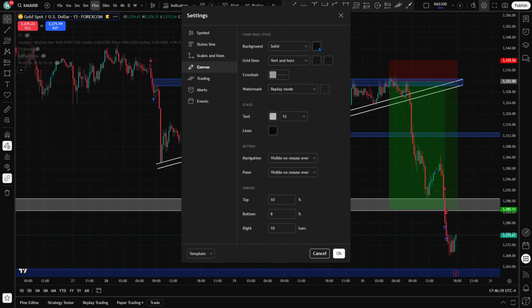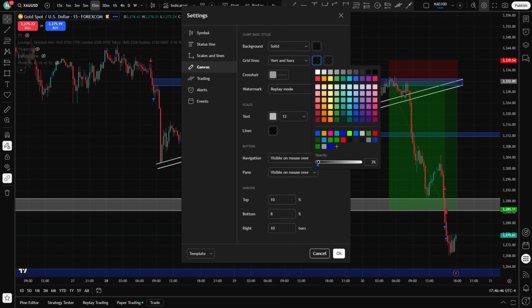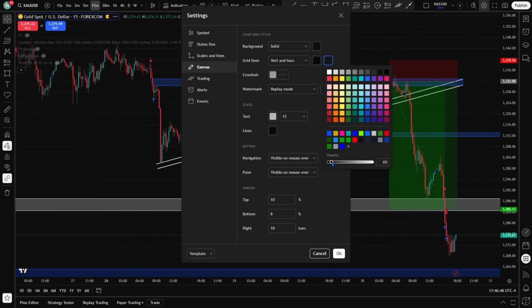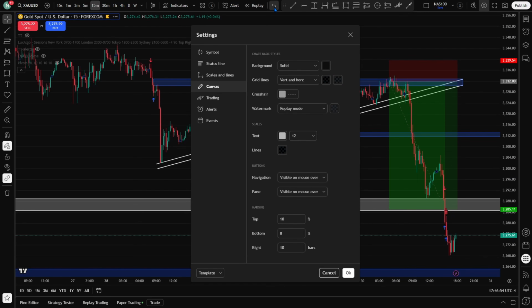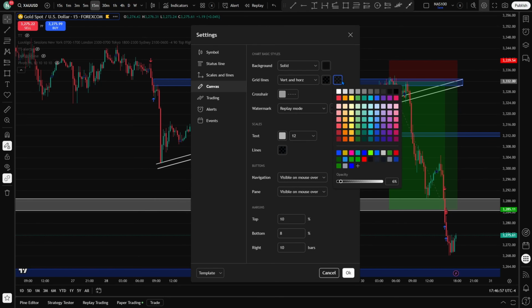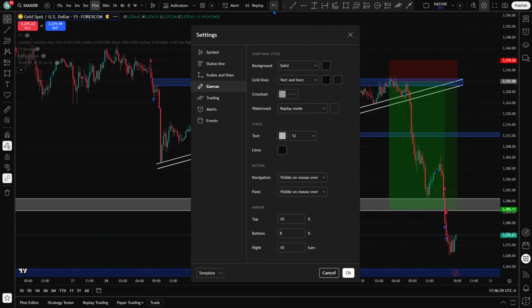Nothing here. Canvas, if you want to get rid of the lines in the background, go to the grid lines here, and then you can just drag it, and then you can get rid of the grid lines just like that, so you don't have any lines in your background if you don't like the whole line look there. So that's how you would get rid of that.